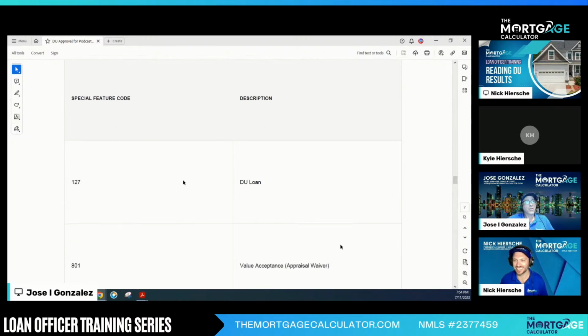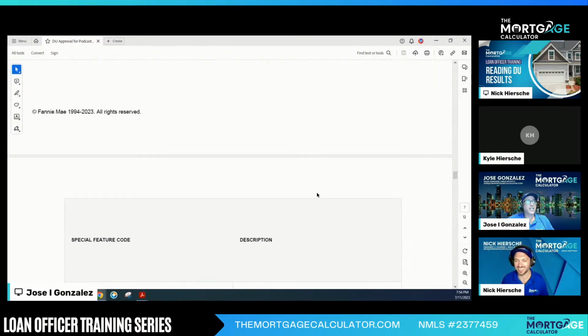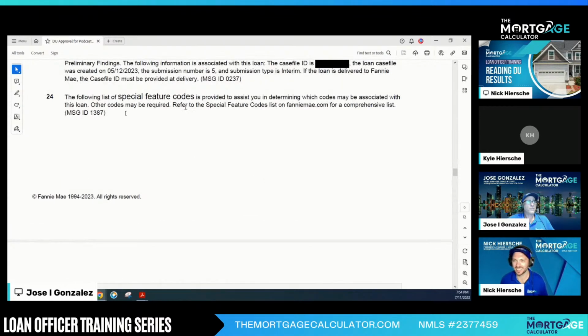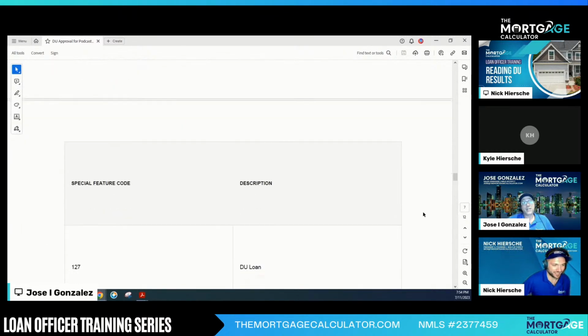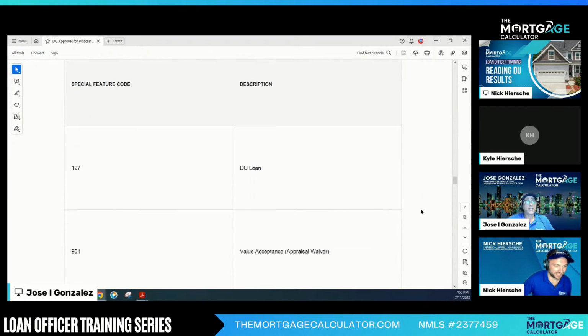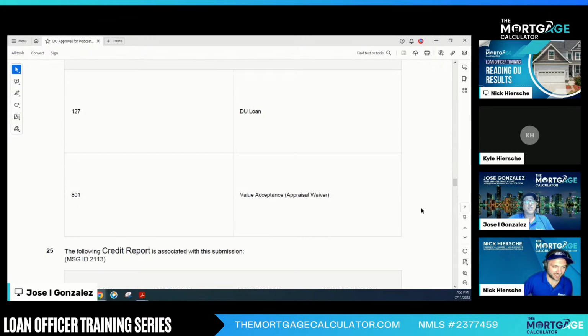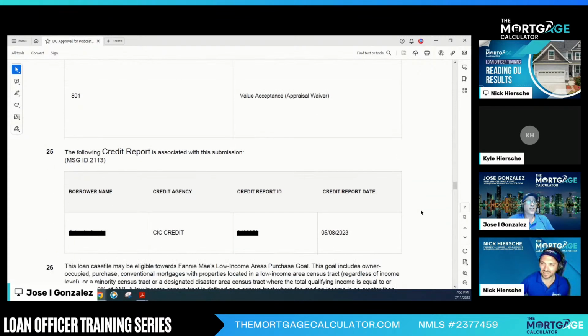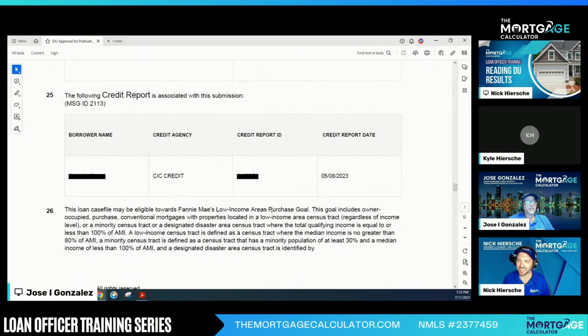Special code, our only special code. We got a DU. Now it's telling us here, refer to the special feature codes list on FannieMae.com for a comprehensive list of what that actually means, if there's anything weird here. So DU loan, value acceptance waiver, we're good to go there. And here it's telling me the credit report associated with the file, my borrower name, credit report ID. I mean, shouldn't be somebody else, right? And the report date. That's why it said September 8th, because that would be 120 days.